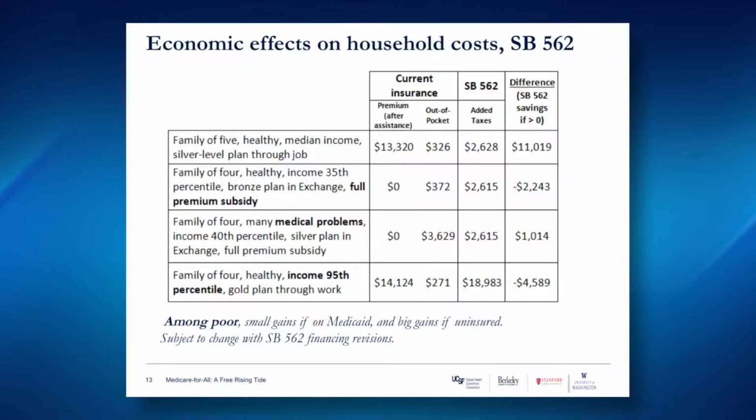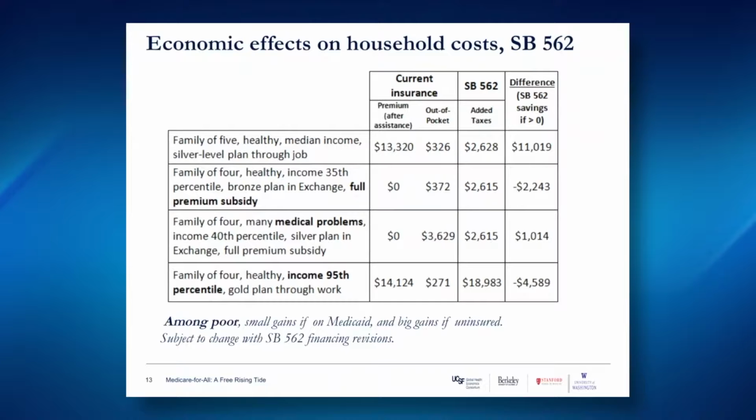We built a household cost calculator to take a look at what this would mean, and this is an example of some of our results. For a family of 5, healthy with median income, having a silver level, so pretty strong plan through a job, but paying about $13,000 as part of the premium, under a single payer, that family would not have to pay a premium, of course, and would pay an additional $2,600 in those taxes, with a net savings of $11,000. So that family does pretty well.